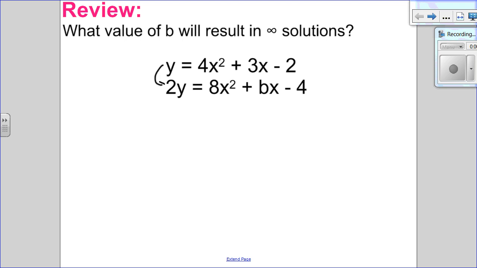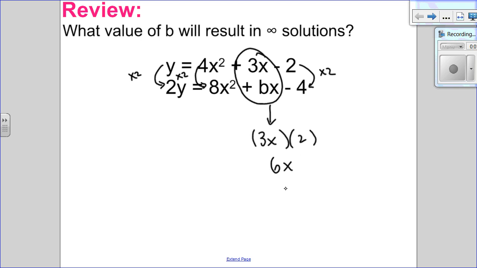So to go from y to 2y, I multiply by 2. To go from 4x squared to 8x squared, I multiply by 2. To go from -2 to -4, I also multiply by 2. So if that pattern is true, then to go from 3x to bx, I will also multiply by 2, and I would get 6x. So that means the value of b must be 6.